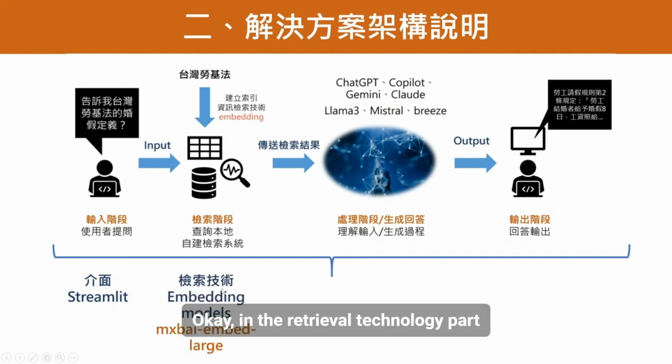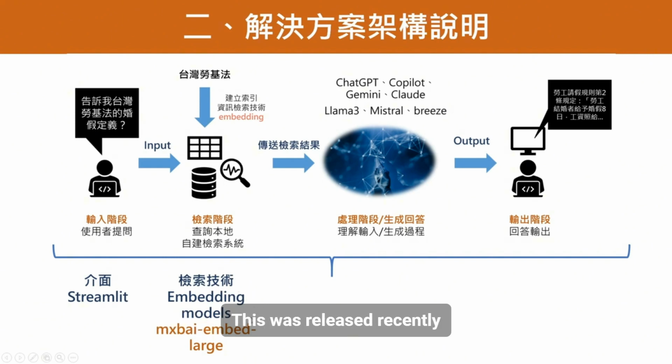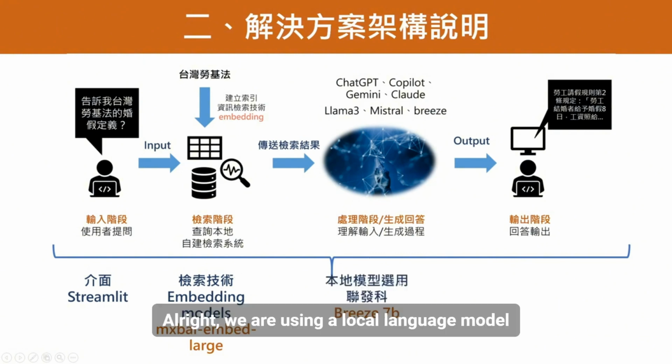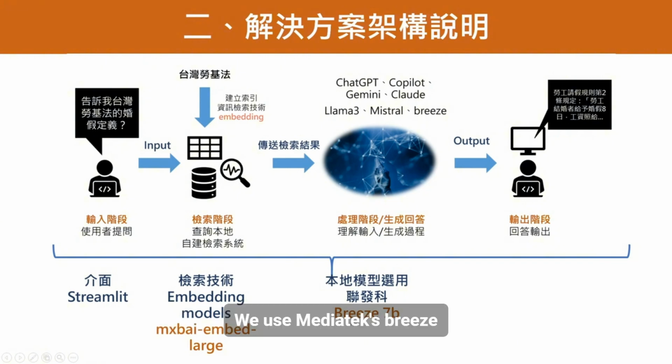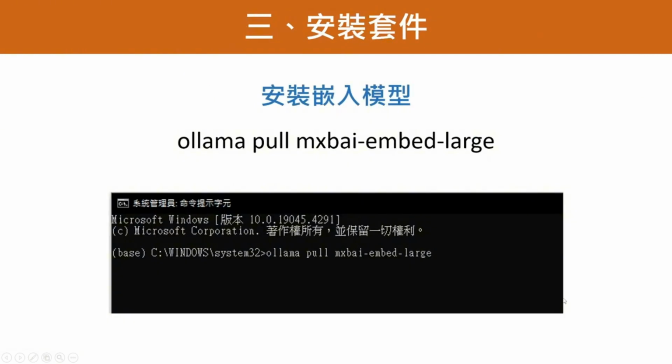Okay, in the retrieval technology we use, part of the latest MXBAI embedding large model, to do our vector retrieval technology. This was released recently. It is a very new technology. Alright, we are using a local language model. We use MediaTek's Breeze 7B model. And finally for output, we still use Streamlit to generate this output screen.